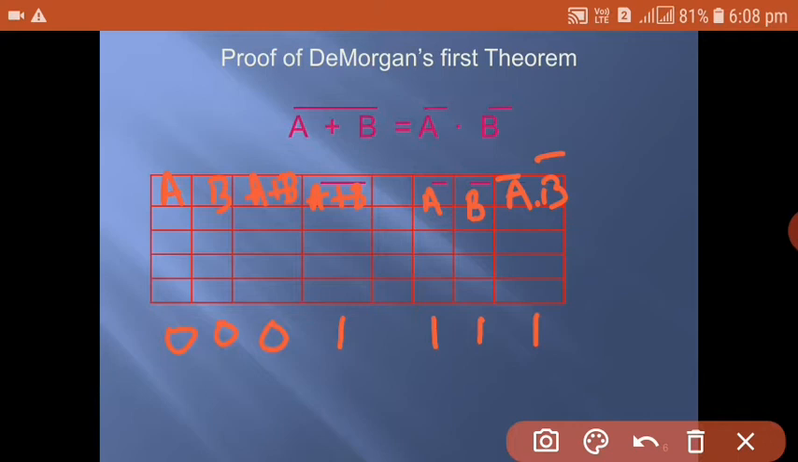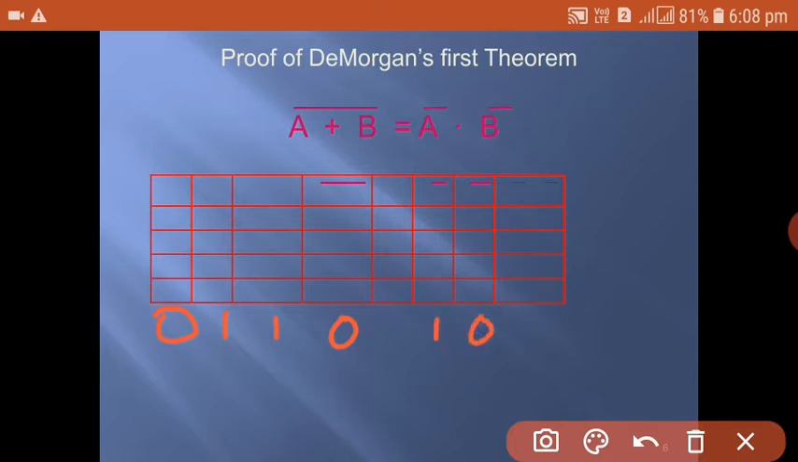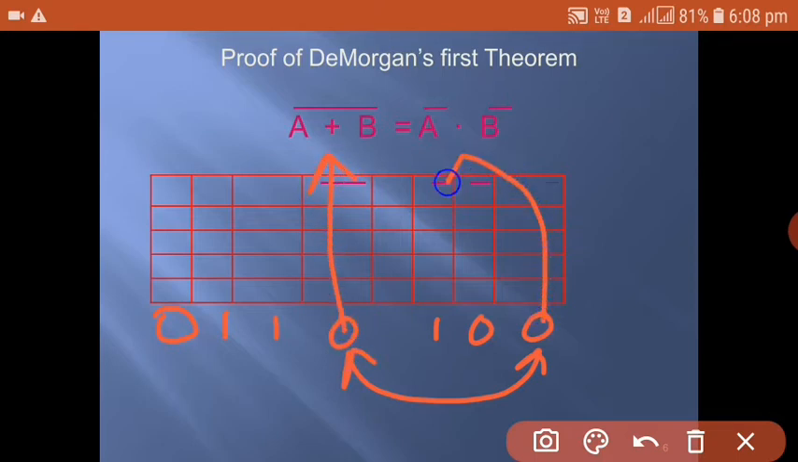Next we will observe the second combination, that is A is 0, B is 1. So A plus B will become 1, A plus B whole bar will become 0, and next A bar will become 1 and B bar will become 0, and 1 into 0 will give you 0. These two have to be equal, because one is A plus B whole bar and the other is A bar into B bar. So both have to be equal for all the combinations.